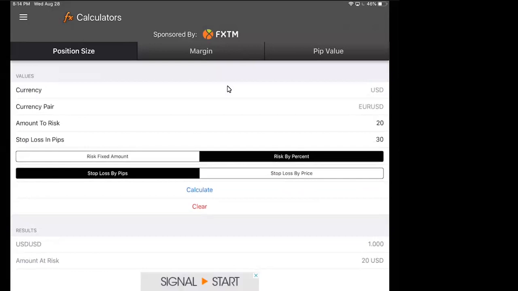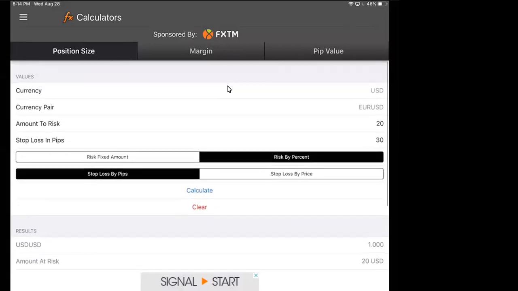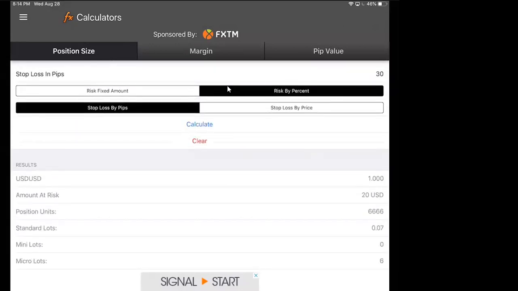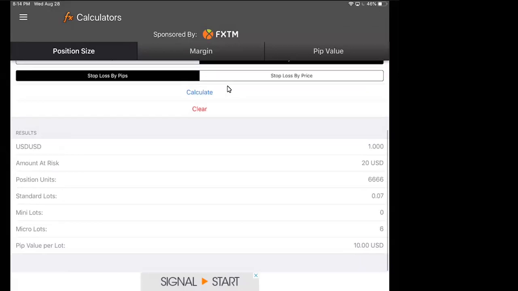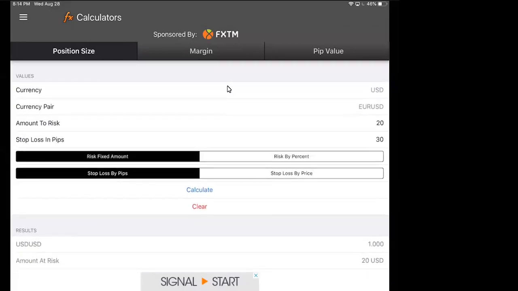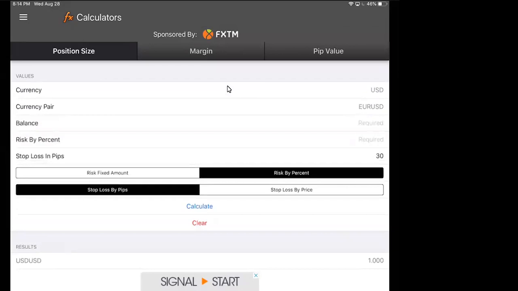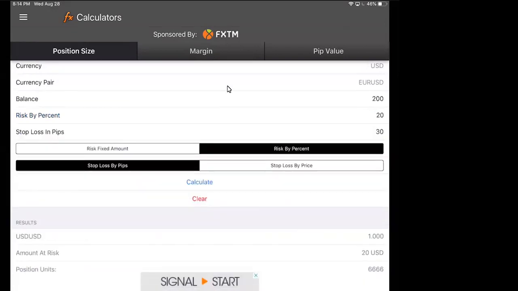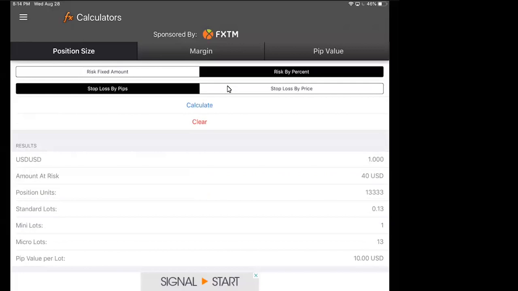Oh, I didn't plug in my account size, though, did I? Amount to risk. This one did not. I know there is. I don't use this a whole bunch because I have some of the other options, but fixed amount. Oh, there we go. The balance on the account, let's say 200. Sorry about that. Now I'm proving I don't know everything. 20%. I did that wrong. And now calculate it. So my lot size would be 0.13.